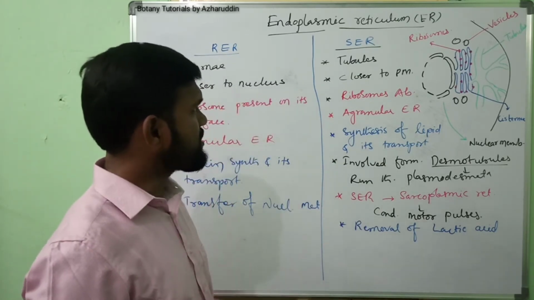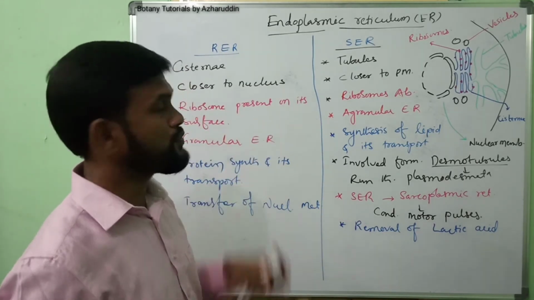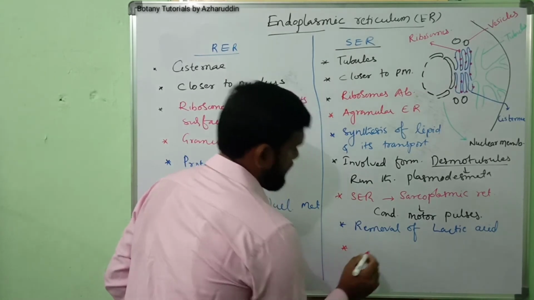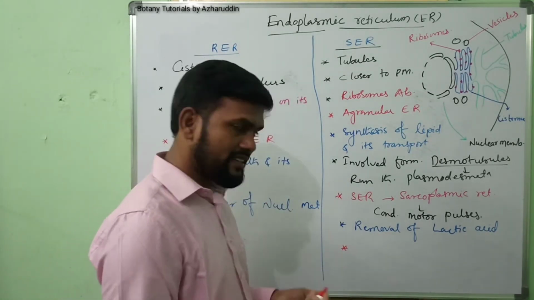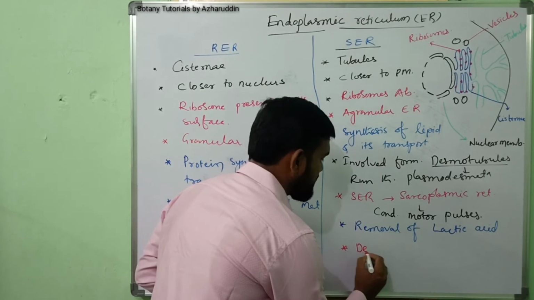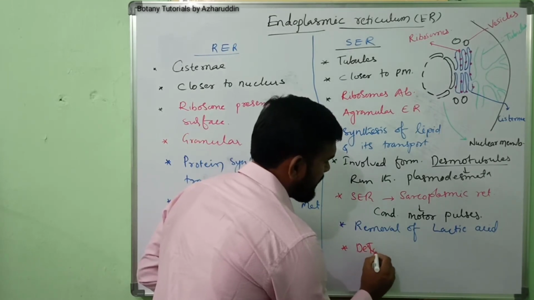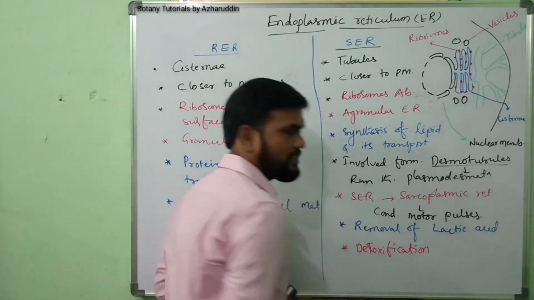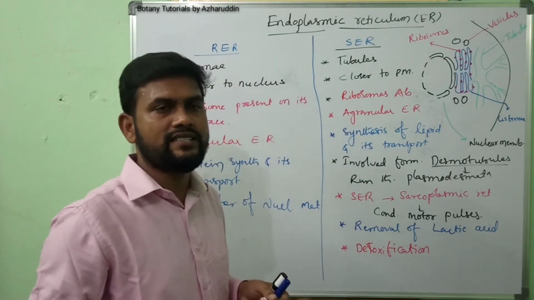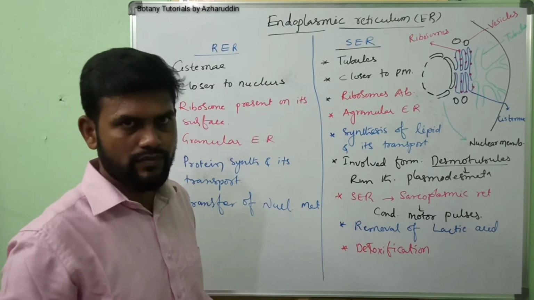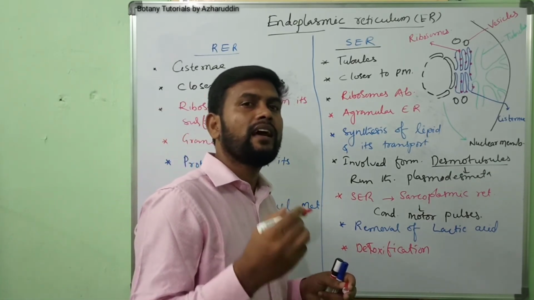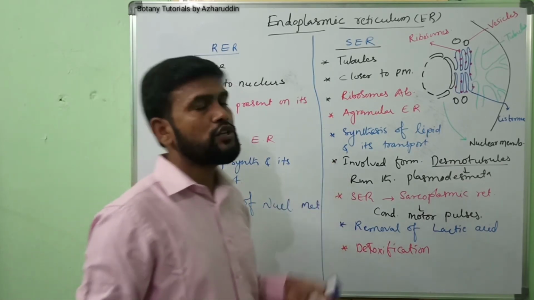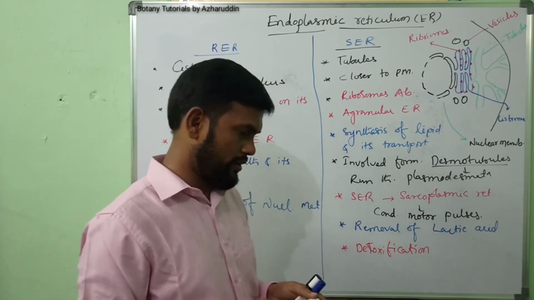One more function of smooth endoplasmic reticulum is that it removes toxins, that is detoxification. Detoxification is nothing but the removal of toxins like carcinogens, cancer causing chemicals. Those are removed by smooth endoplasmic reticulum.